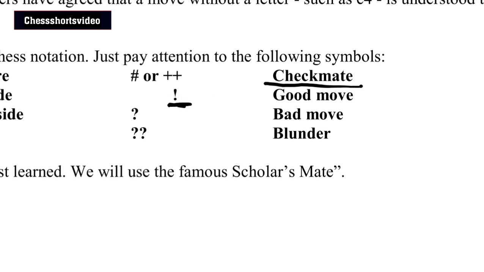This symbol explains that you played a very good move. Question mark is a bad move, and if you make a blunder, it means that you get an opportunity to capture the queen of your opponent and you just refuse it. That could change your game. So this is in place of the blunder. A bad move is a kind of move you need to pay attention to, but a blunder may change your game completely. So please be aware of the blunder.